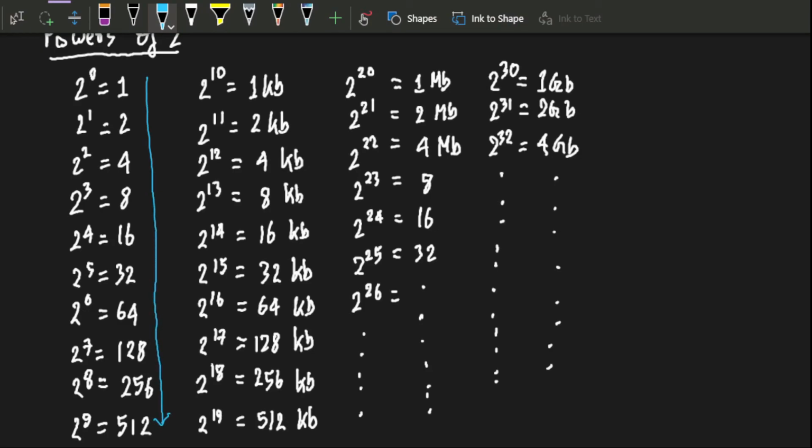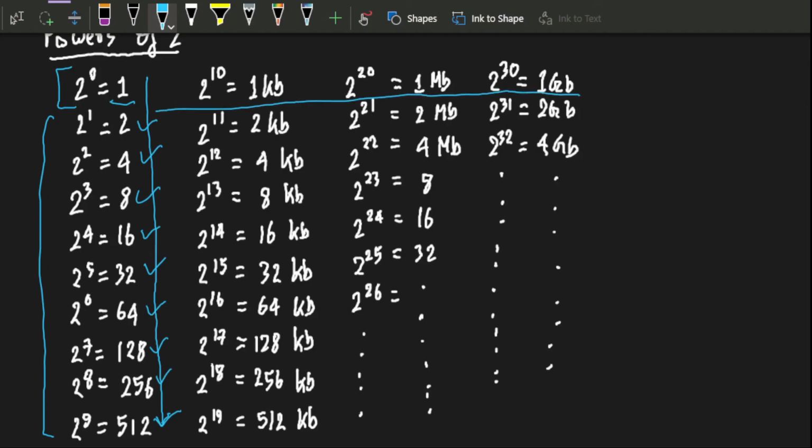The first column is just doubles of each other. We know that anything to the power of 0 is 1, so we write 1 here, and we just double it up. 2 to the power 1 is 2, then 4, 8, 16, 32, 64, 128, 256, and 512. So this column is the thing that you have to memorize first. Later, what you have to memorize is the first row here.